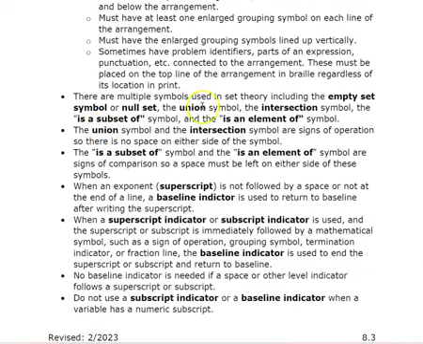There are multiple symbols used in set theory, including the empty set symbol or null set, the union symbol, the intersection symbol, the subset of symbol, and the is an element of symbol. The union symbol and the intersection symbol are signs of operation, so there's no space on either side of the symbol. The is a subset of symbol and the is an element of symbol are signs of comparison, so a space must be left on either side of these symbols.